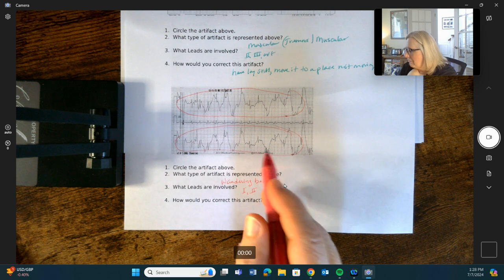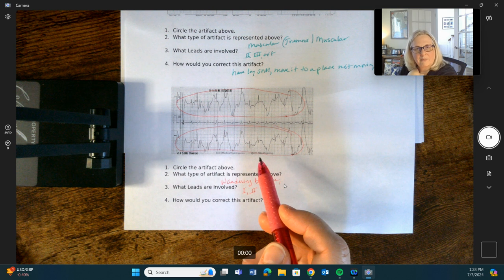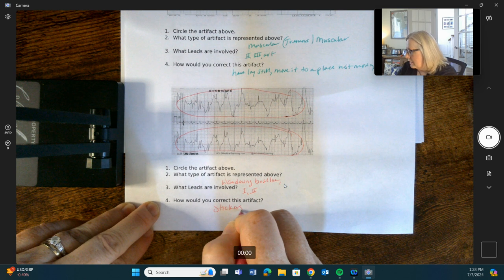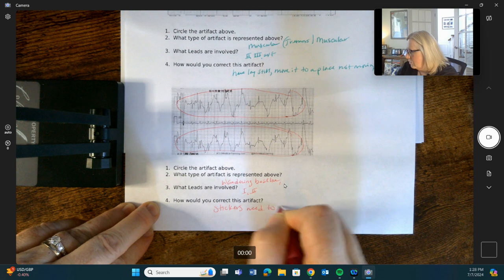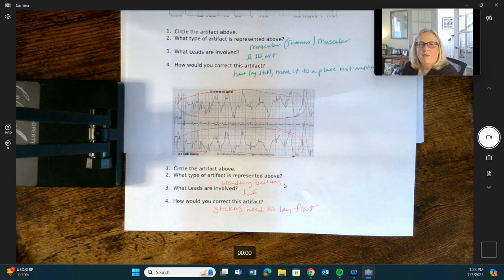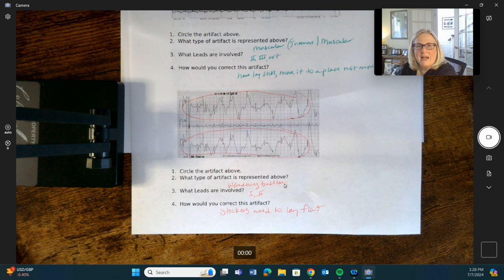So how do we correct this? Guarantee it's the stickers. Stickers need to lay flat. If they are not laying flat, you need to lay them flat. And if they're all laying flat nicely, then it is perhaps a little too close to the diaphragm. So you'd have to check that, because this is a wandering baseline. Does that make sense? Hopefully that does.